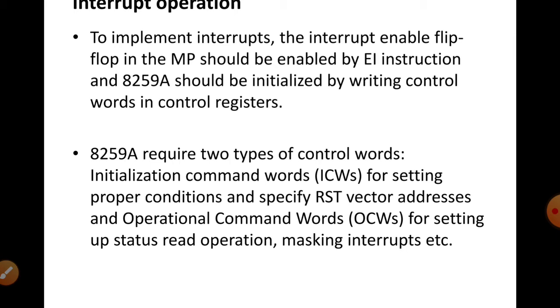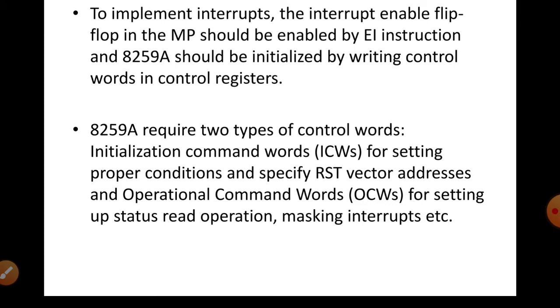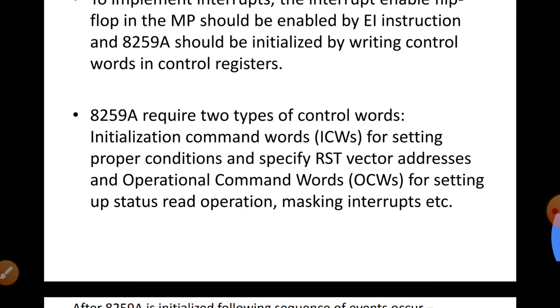Now, 8259 requires 2 types of control words. The first word is known as the initialization command word for setting the proper condition, and the second word is the operational command word for setting up the status and the operation as well as masking the interrupts. So, these 2 control words are required. First is the enable instruction and second is writing control words into the control register.